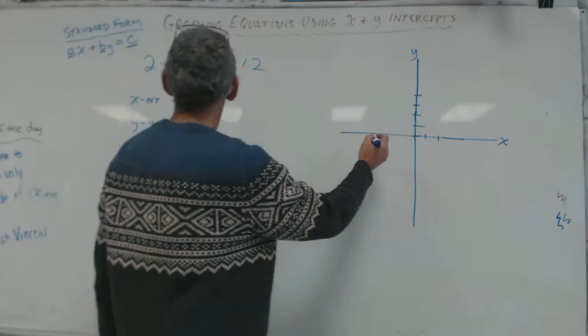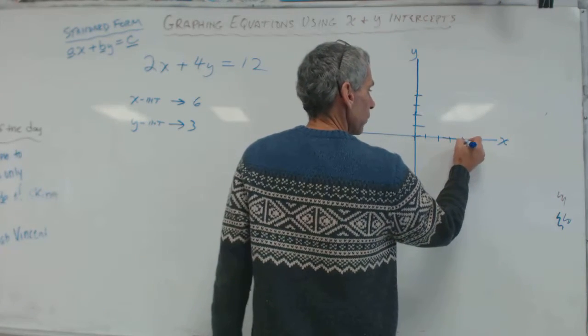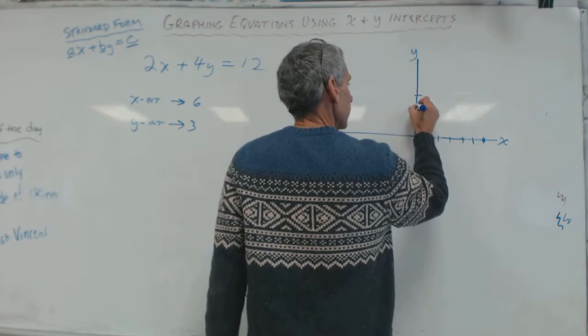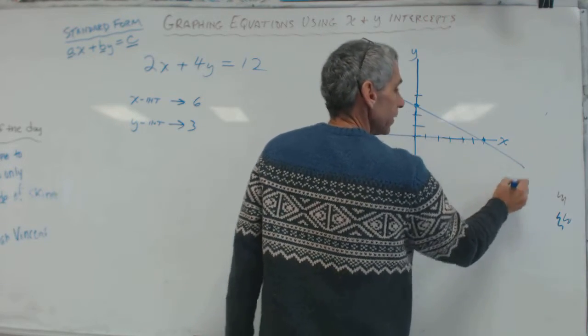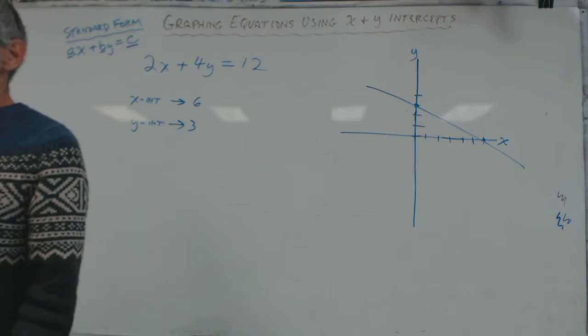So over here, just write out my x-intercept: 1, 2, 3, 4, 5, 6. I put a dot. And the y-intercept is 3. And I draw my line. And I'm done.